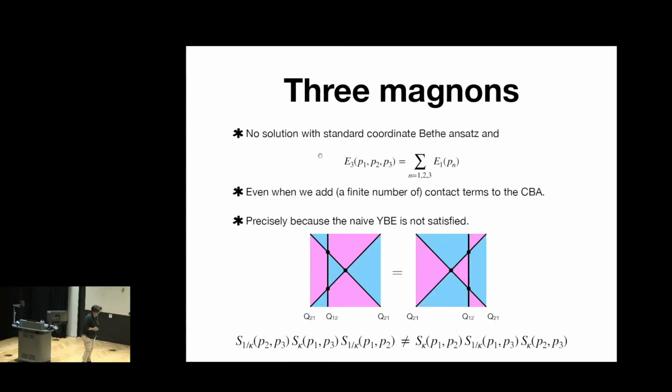Now, what is going on and why has it taken so long to make progress? If all you know in life is coordinate Bethe ansatz, and you try to find a solution for 3 or more magnons, you will simply fail. And you will not only fail if you just try coordinate Bethe ansatz, even if you add contact terms, a finite number of them, you will still fail. There is no way to do that. The reason why you fail is precisely because the naive Yang-Baxter equation is not satisfied. And this is why the colors are super nice, because now you can follow this guy is this guy, this guy is this guy, and so on. And you see how you should put your S matrices, and they fail.